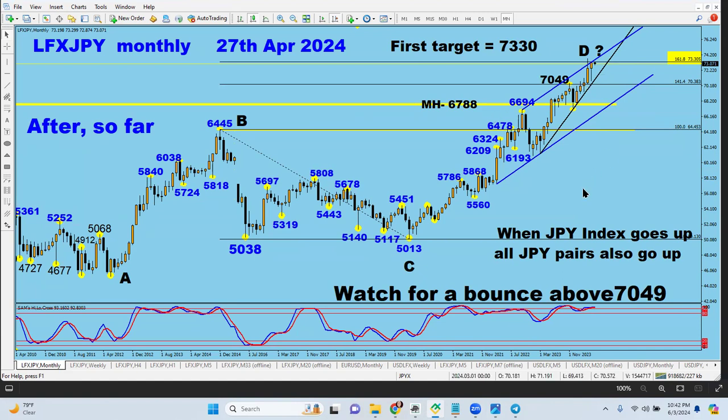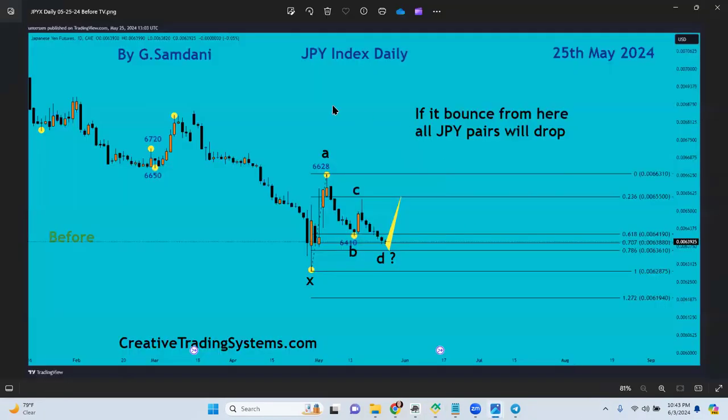I am also making charts of the yen index on the other platform called TradingView. For example, I made this chart on the 25th of May, and this is the yen index daily chart. See this yellow mark here, we were here, and I said we're going to drop to this 0.786 fib level, and then we will bounce. This is X, A, B, C, D finishing here. You can call it a harmonic pattern, a Gartley pattern. The calculation will give us a bounce right from here.